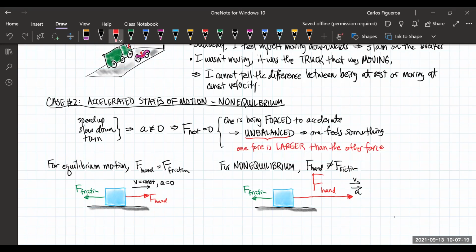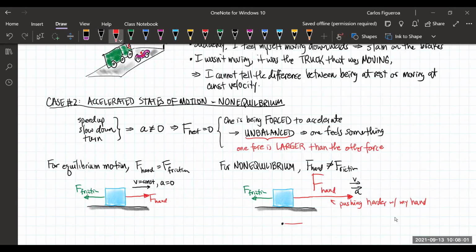So what this red is telling me here, when I compare the force of my hand in equilibrium motion versus the force of my hand in non-equilibrium motion, what am I doing? I'm pushing harder this time. I'm pushing harder with my hand. And so if I start to look at these squares here, let's count these squares. So I see that this is 1, 2, 3, 4, 5, 6 squares. So let's say this is 6 squares.